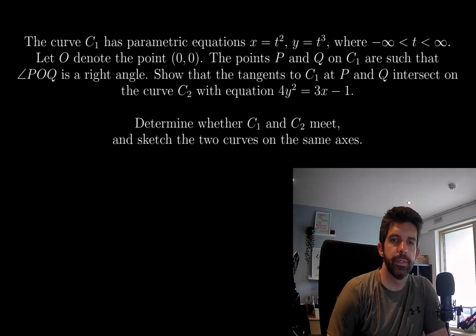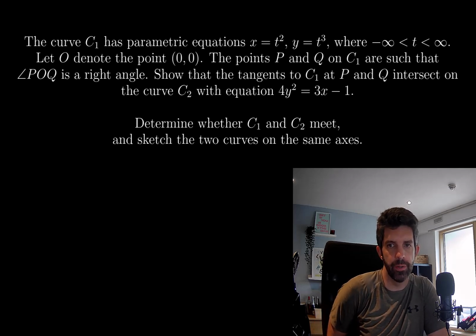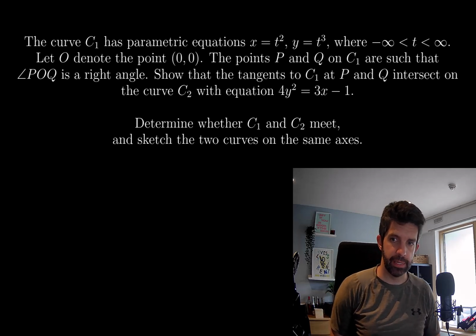Hello everyone, today's video is submitted by a viewer, and it says, the curve C1 has parametric equations x equals t squared, y equals t cubed, where t is a real number. Let O denote the point (0, 0). The points P and Q on C1 are such that the angle POQ is a right angle.